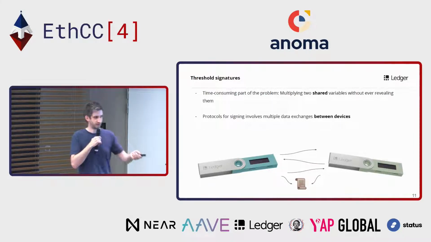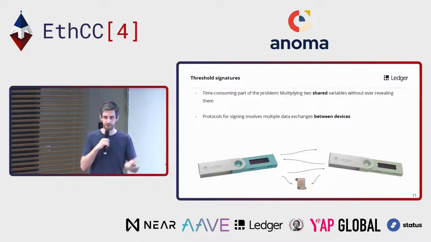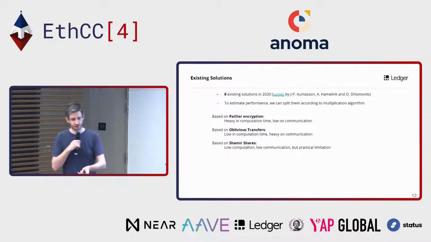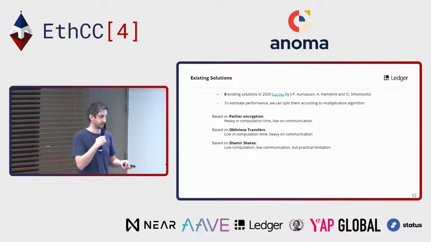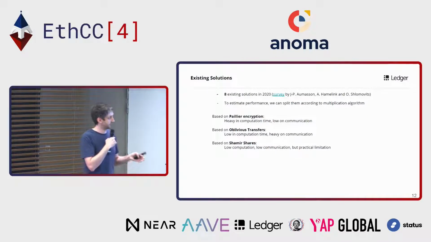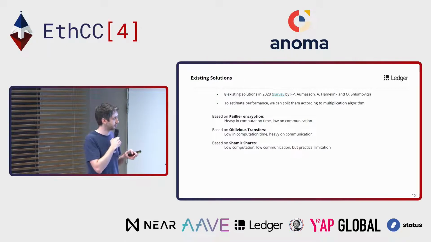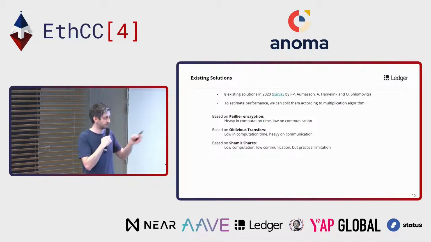So you have to imagine the protocol as something that communicates as well, right? The two devices, for example, here, will have to exchange a lot of messages in order to compute that multiplication. So there's going to be a communication problem and a computation problem on your device. As of 2020, there was a nice survey published. There were 8 existing solutions. And as I said, we can try to split them according to the way they multiply shared variables in order to get the performance.